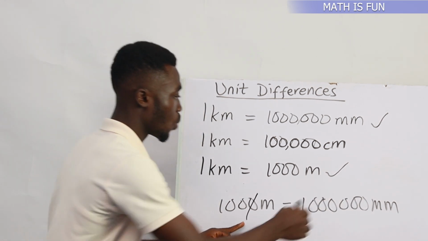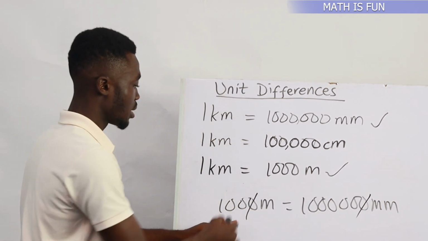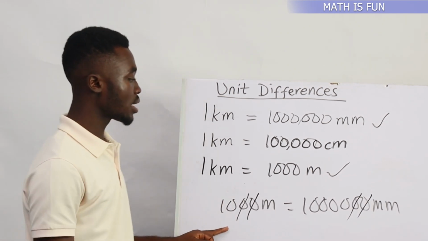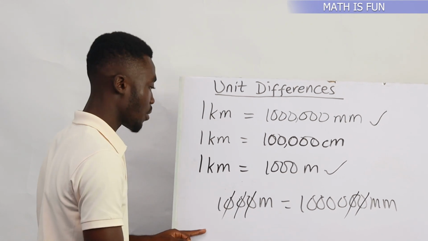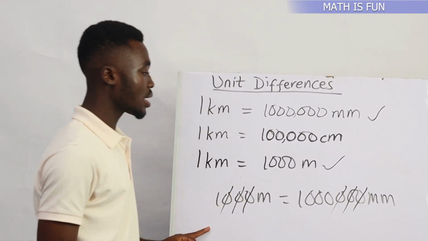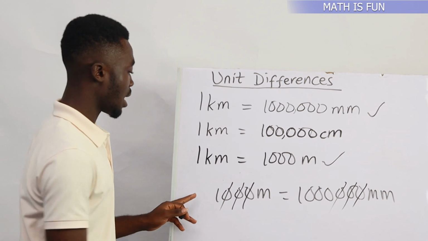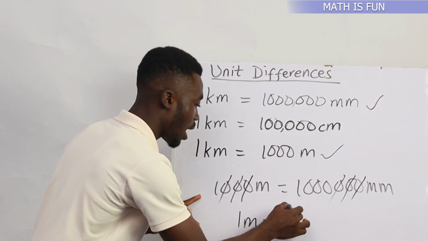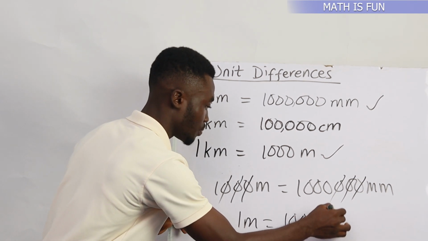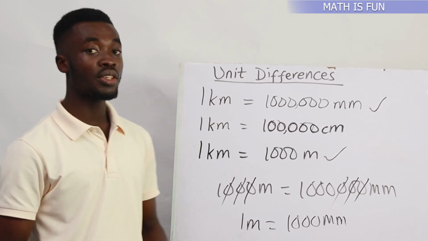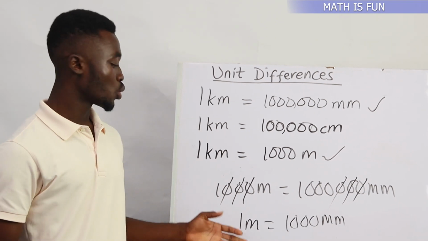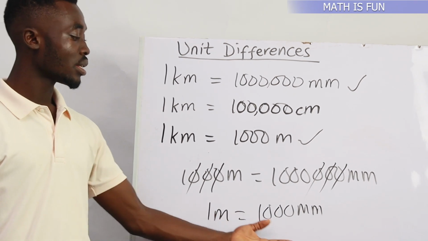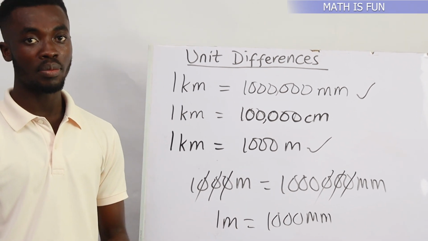This 0 will cancel one of the zeros here. This 0 as well will also cancel one of the zeros here. Then the last 0 here will also take another 0. Now we can see that we have 1 meter equal to 1,000 millimeters. So this is the unit difference between meters and millimeters. Each 1 meter gives us 1,000 millimeters.